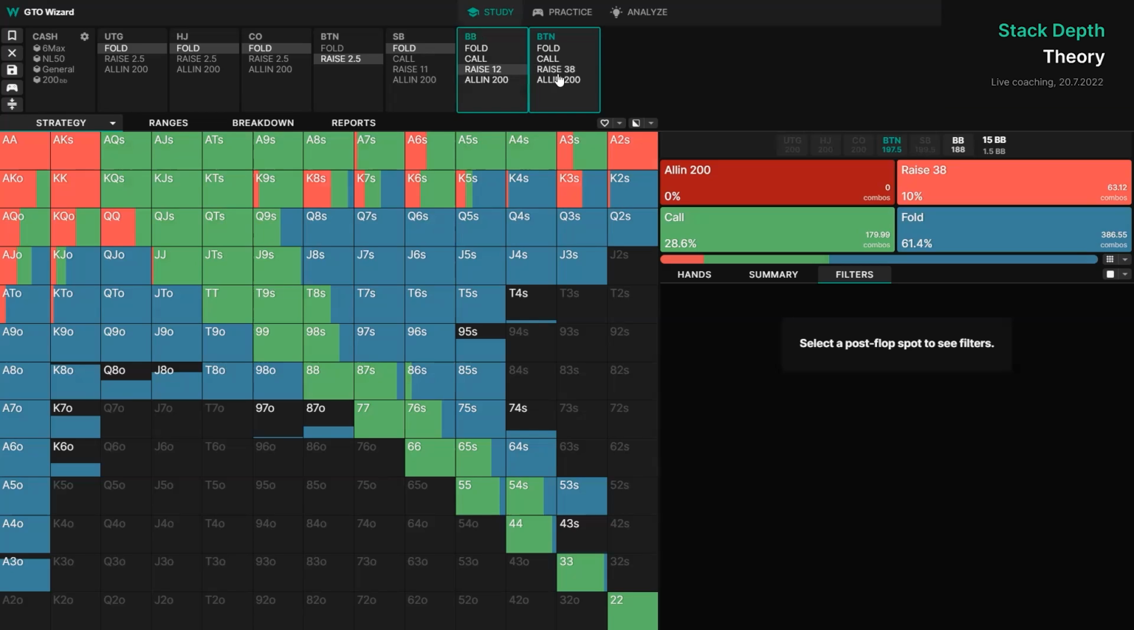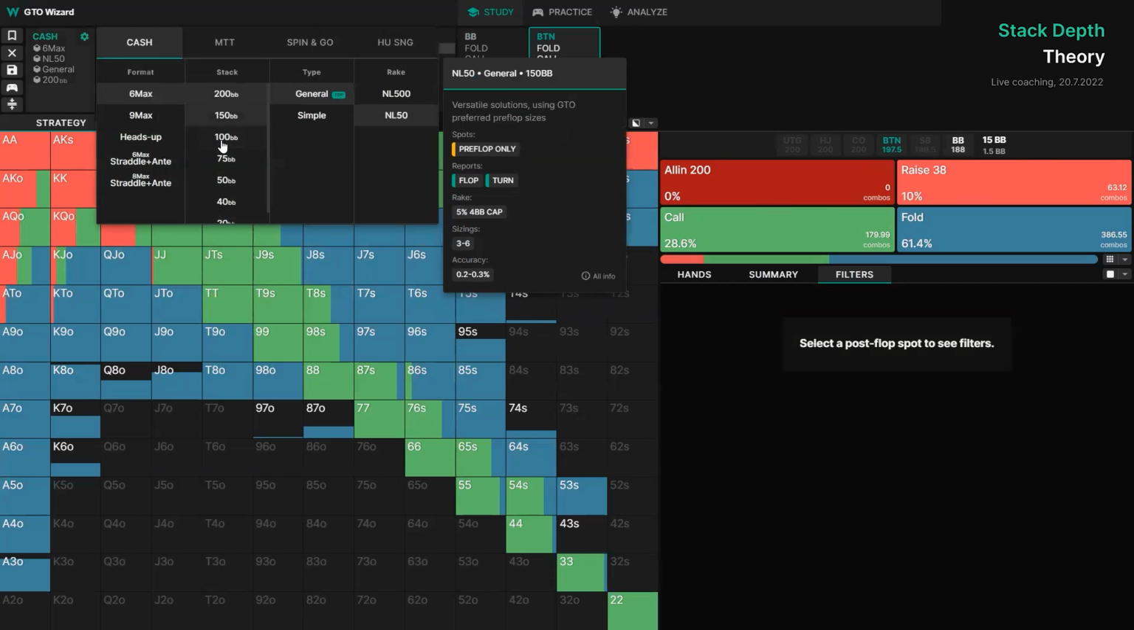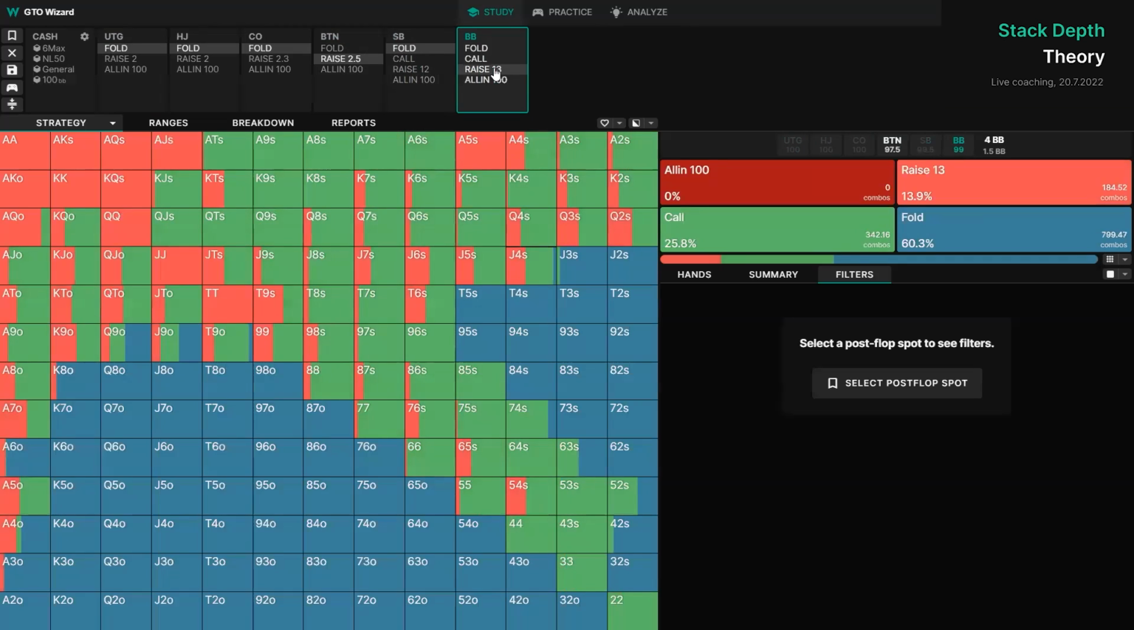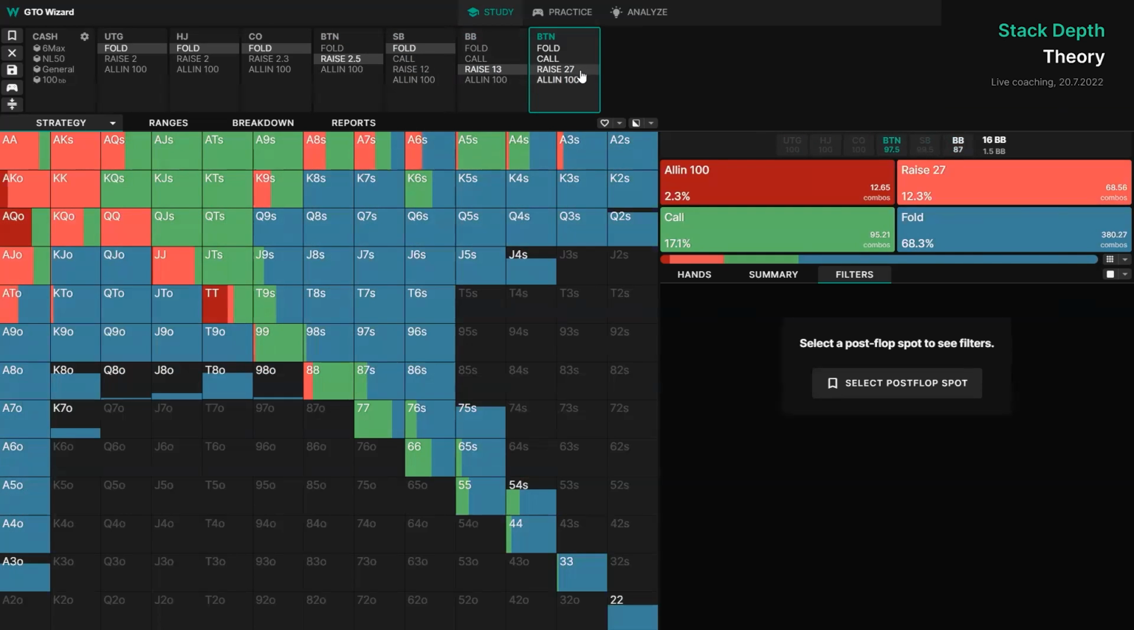But if you think about it, if you're used to, for example, 100 big blinds as a cash player, the reason that you use something like a 25 big blind 4-bet is simply because you're constrained by the stack depth, right? It's only 100 big blinds behind.